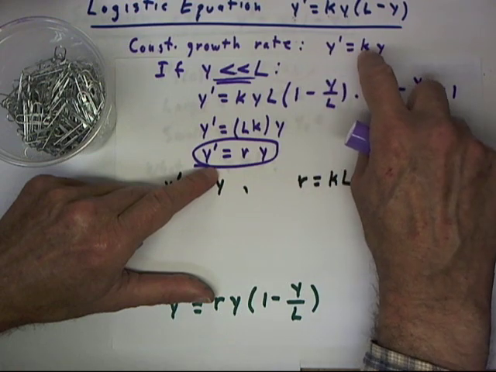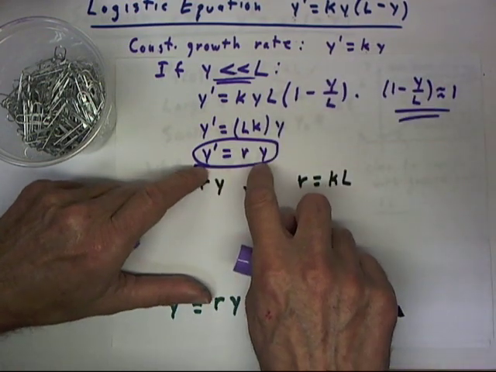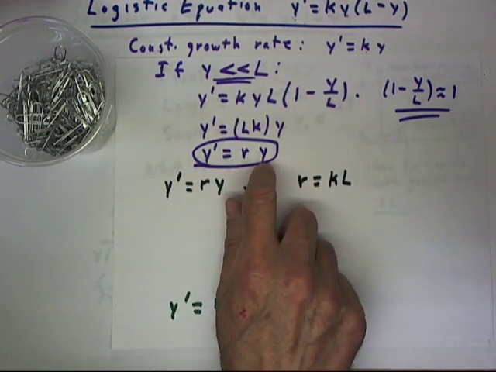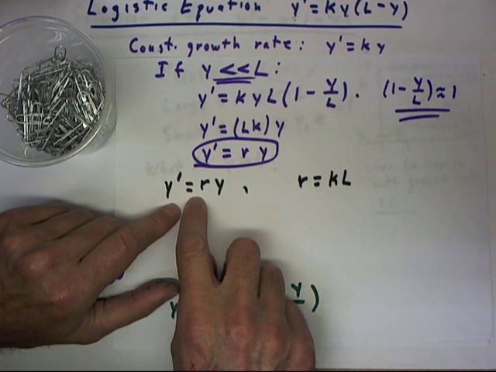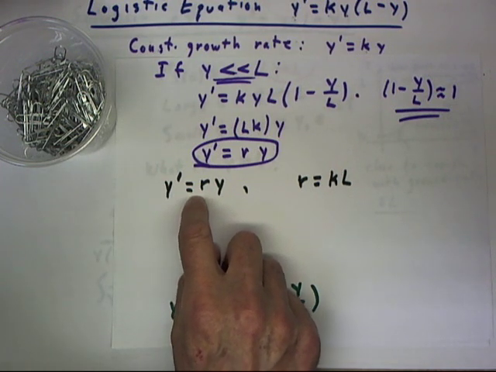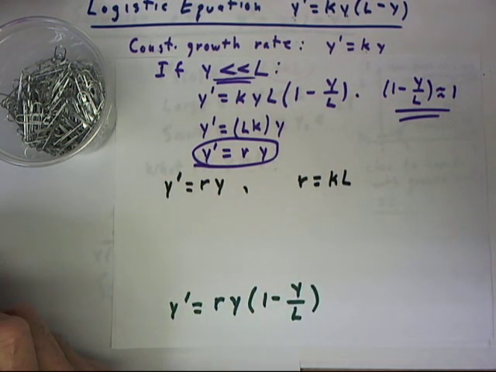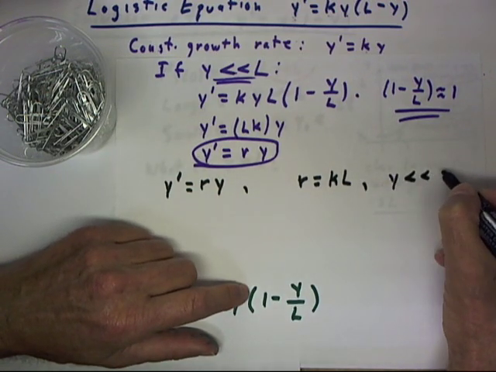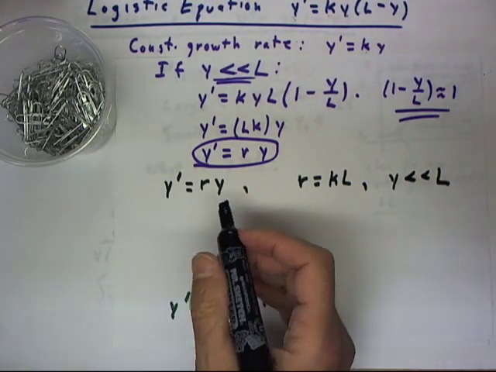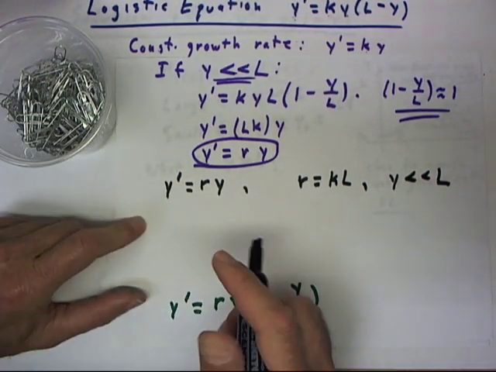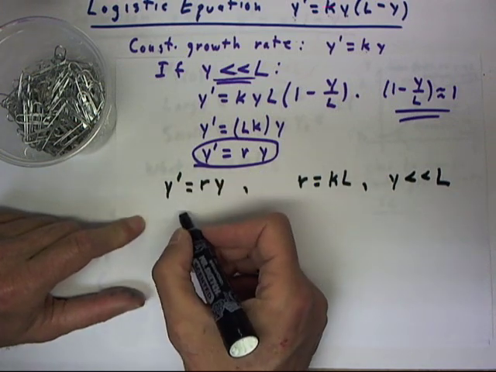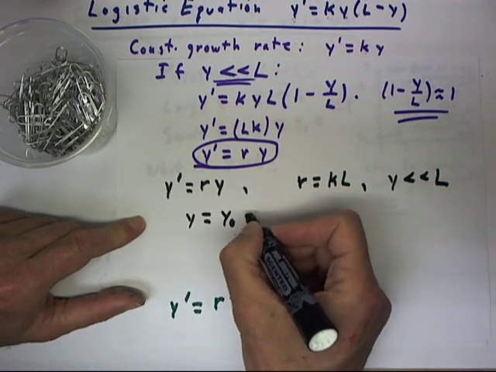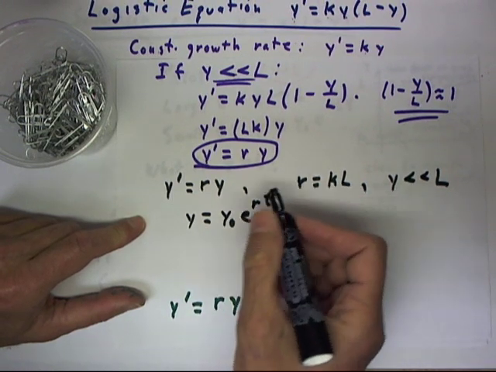I've used the form y prime equals ky, but this is y prime equals ry, so that as long as y is much less than L, we can rewrite the equation in the form y prime equals ry, where r equals kL, as long as y remains much less than L. And this function just has a solution that should be very straightforward to you: y equals y naught e to the rt.